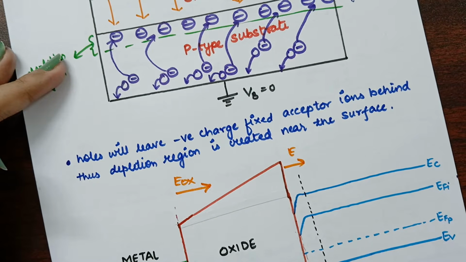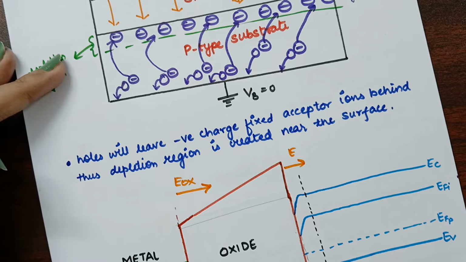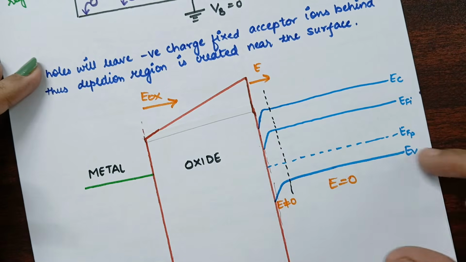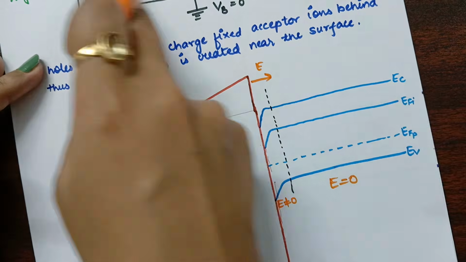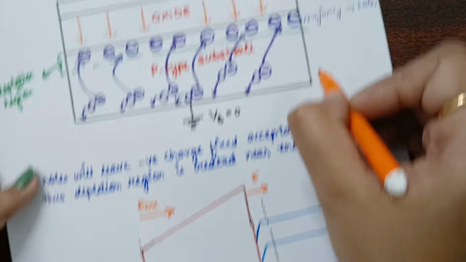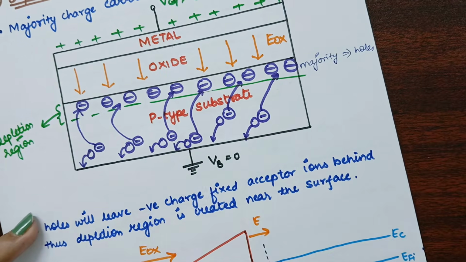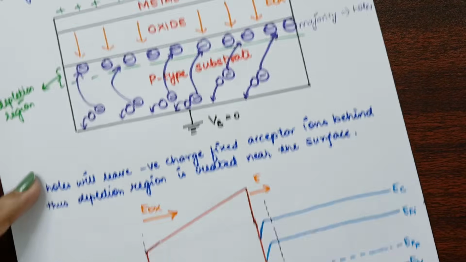Here electric field will be observed and here electric field will be 0. Why is it 0 here? Because of its neutral area, the electric field is not observed in this particular region. Only in the depletion region will you observe this electric field.